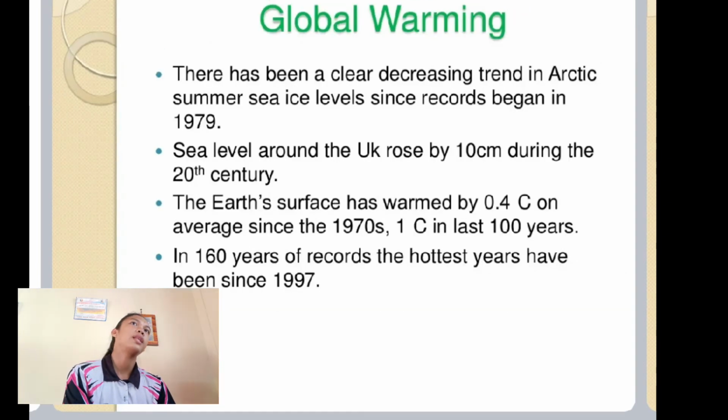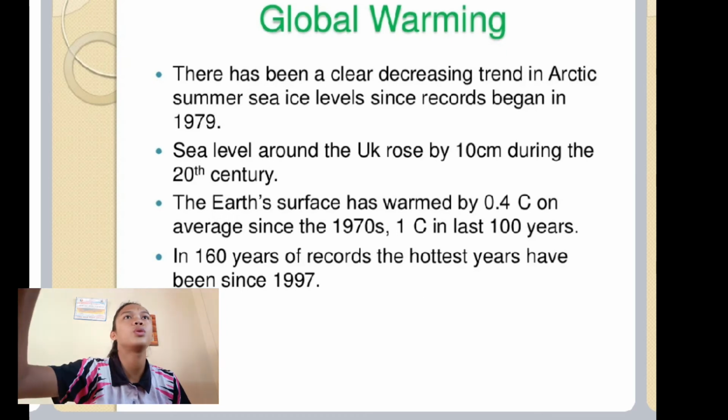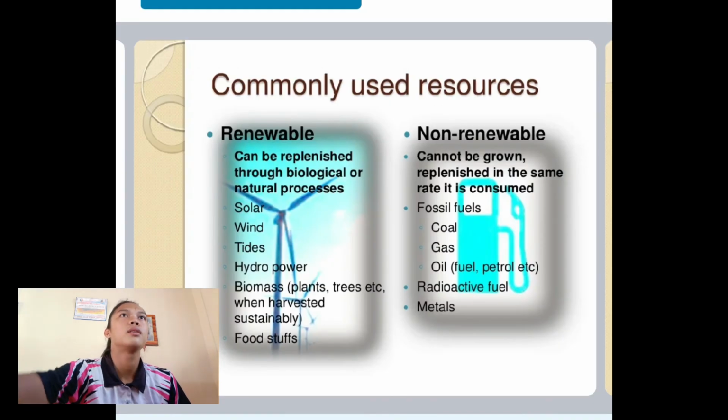So, global warming. There has been a clear decreasing trend in Arctic summer sea ice levels since records began in 1979. The sea level around the UK rose by 10 cm during the 20th century. The Earth's surface has warmed by 0.4 cm on average since the 1970s and 1 cm in the last 100 years. In 160 years of records, the hottest years have been since 1997 up to the present.